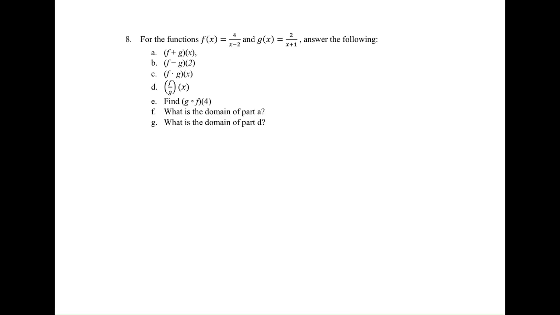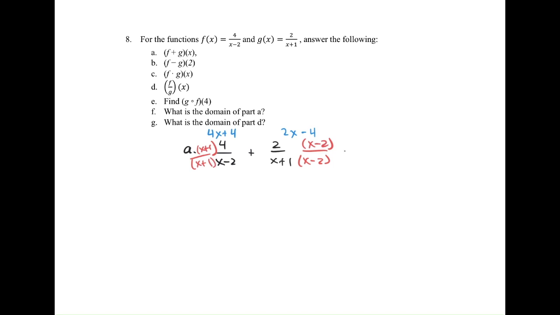Question 8. This is from section 2.7, combining functions. For part A, we're going to add the two functions together. In order to do so, we need to have a common denominator. So for the one on the right, I'm going to multiply by x minus 2 over x minus 2. The one on the left is going to be multiplied by x plus 1. So then this numerator becomes 4x plus 4. This numerator becomes 2x minus 4.